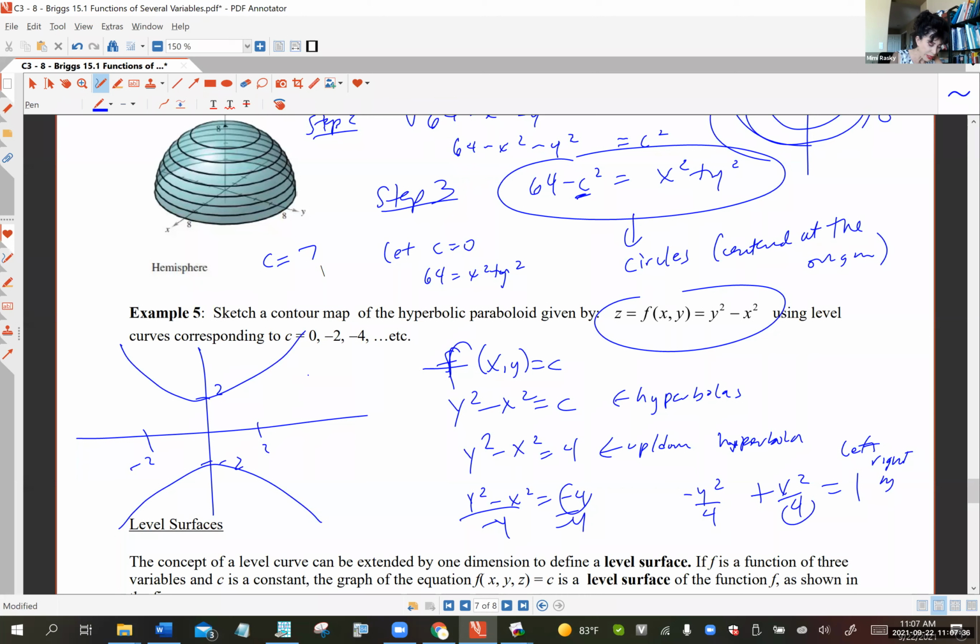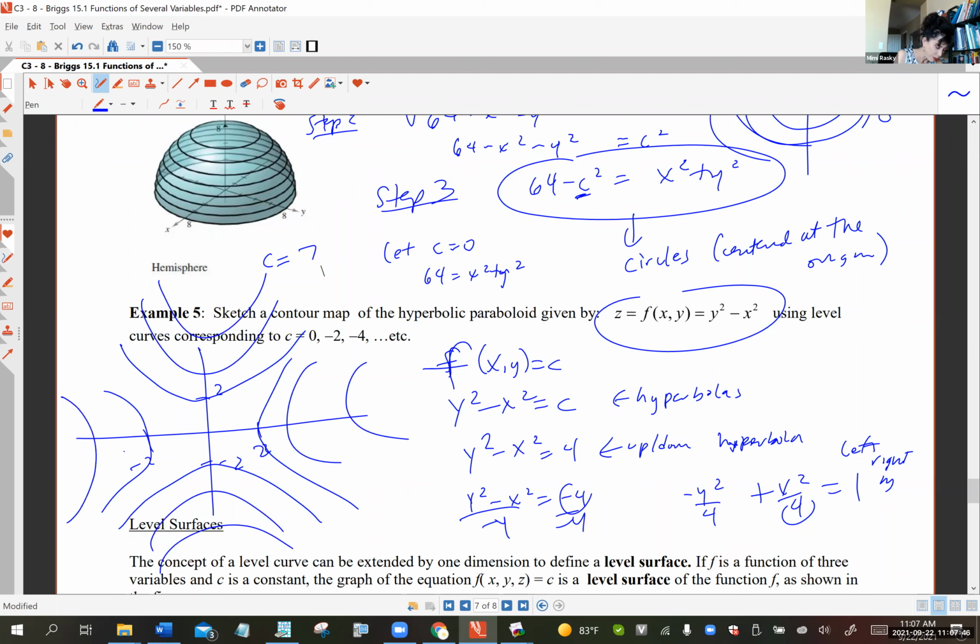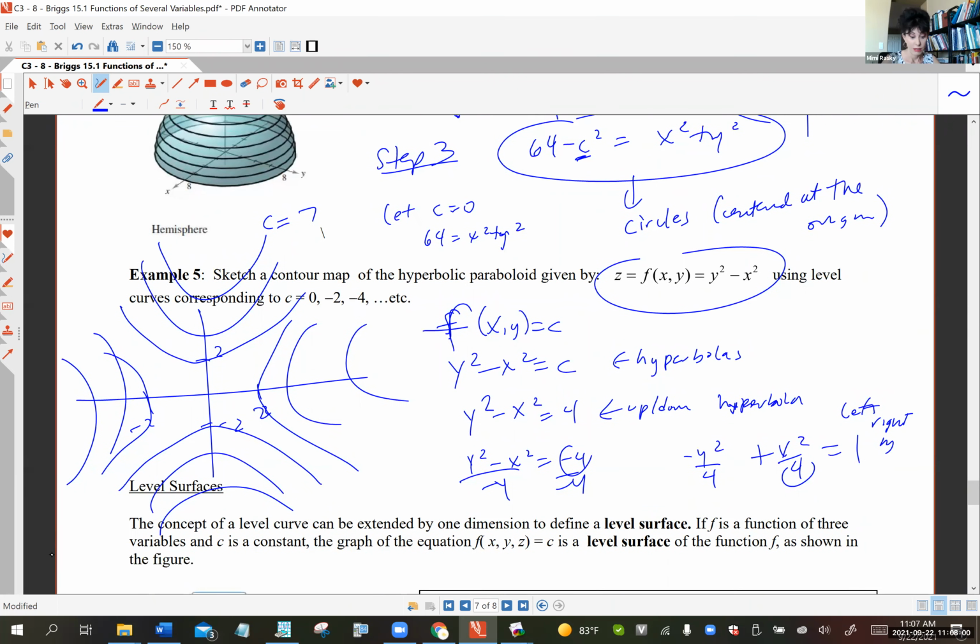So if you plugged in different values for c, you'd get a collection. You would get more up-down hyperbolas, and you would get more left-right hyperbolas, and that would be your contour map, a bunch of hyperbolas. Pretty cool, huh? Level curves. Pretty easy. Not hard to get.